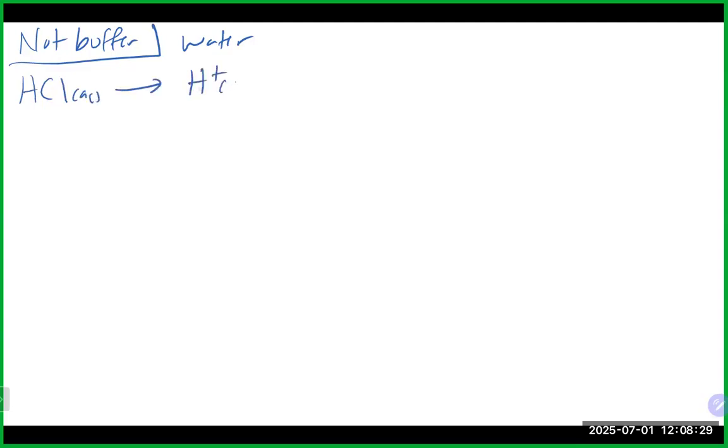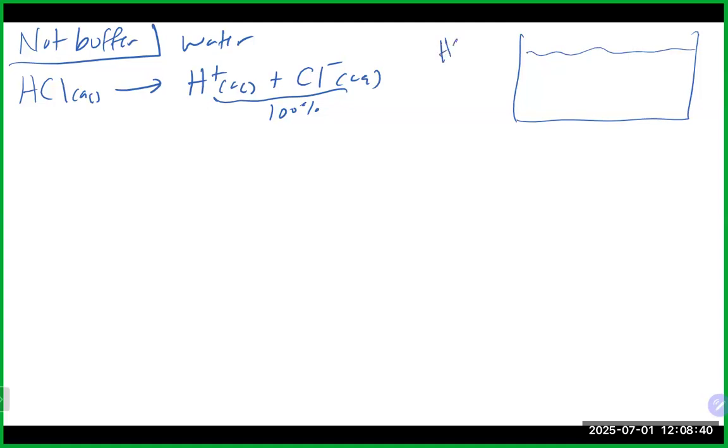Let's start with something that is not a buffer, like water. If I take a strong acid like hydrochloric acid and add it to water, which is not a buffer, as I just mentioned, it is going to completely break apart into its ions. You will 100% have these ions floating around. So if you look at your beaker and you dump your HCl in, you just generated a lot of H plus very quickly and some Cl minuses.